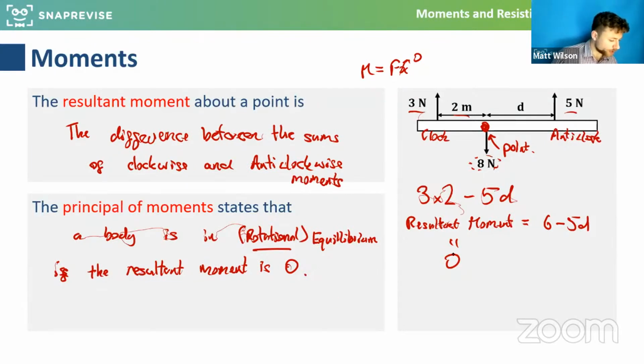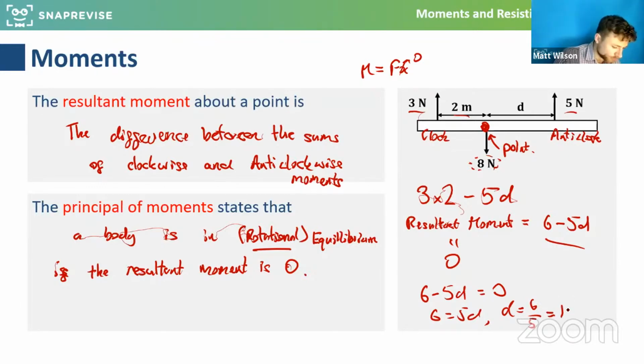If the resultant moment is 0, and the resultant moment is 6 minus 5d, then we must know that 6 minus 5d equals 0. You could rearrange for d. That would say 6 equals 5d, or in fact that d equals 6 over 5. And actually, if you put that in a calculator, that is 1.2 meters. So there you go. If you know something's rotating at a constant rate, you can figure out some of the other properties of that object, like some of its lengths.